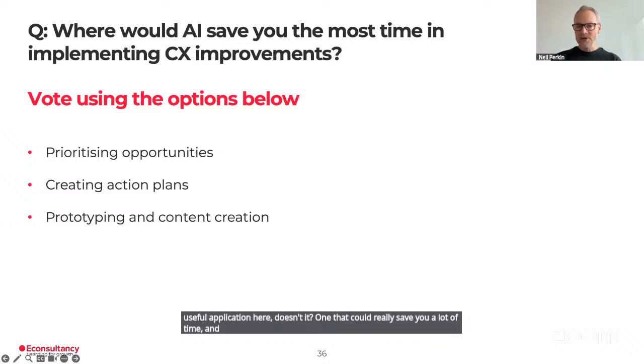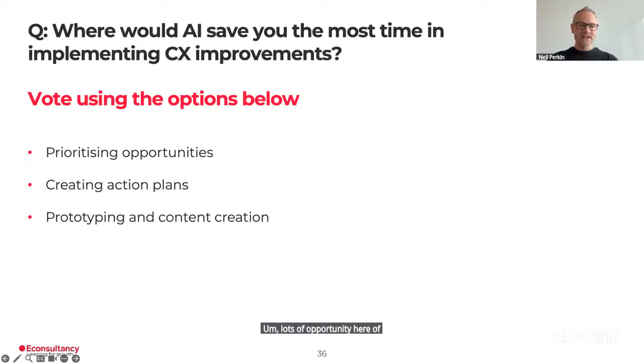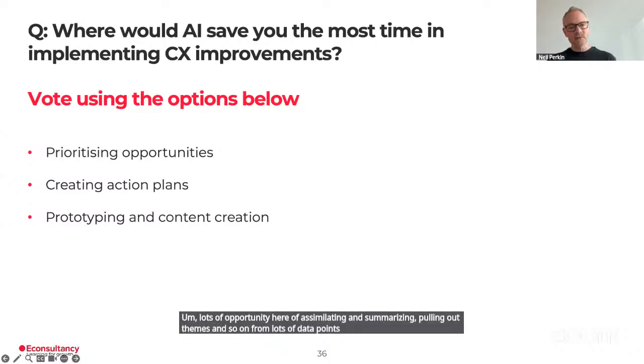And I think there is lots of opportunity. All of those use cases that we've looked at today, lots of opportunity here of assimilating and summarizing, pulling out themes and so on from lots of data points, qualitative, quantitative.